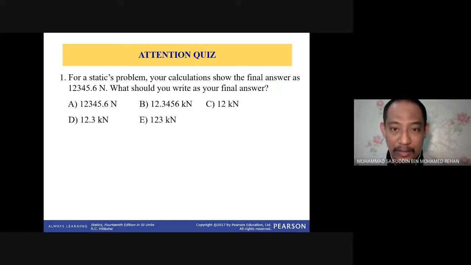So this is why, if you look at the textbook, sometimes they change the unit, because you cannot make 3 significant figures in newton, right? You cannot write 1, 2, 3, 0, 0 newton.